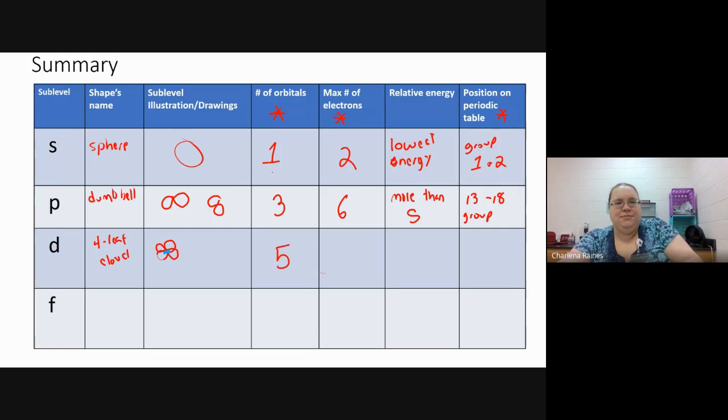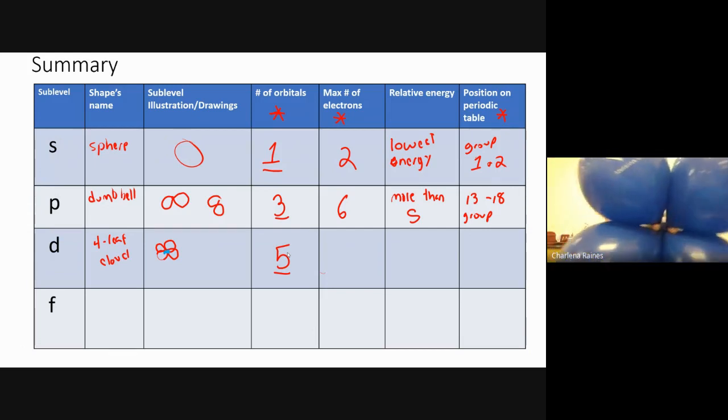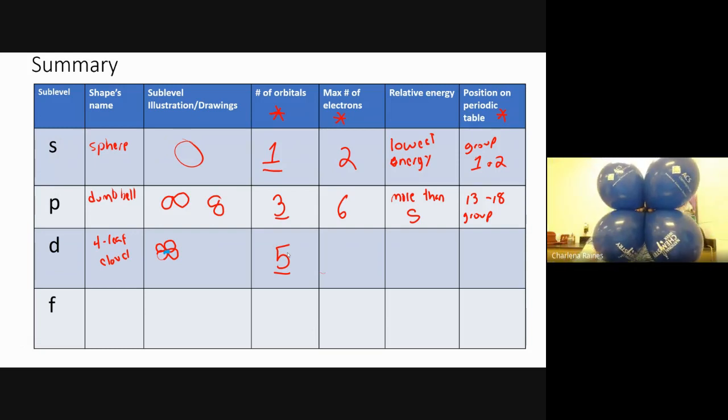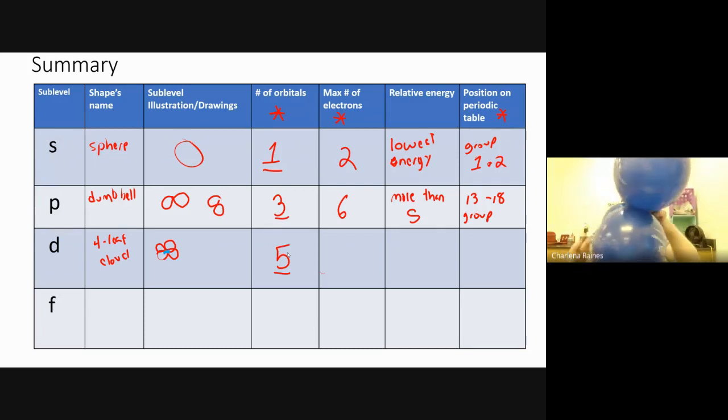I don't know if you're noticing, but this is a pattern. It goes up by odd numbers, 1, 3, 5. So there are 5 different orientations. And if I were to look at the D sublevel in 3 dimensions, one of them looks kind of sort of like this. So four-leaf clover, you can kind of see that four-leaf clover orientation. There are 4 of them that look exactly like this, and they align themselves along the different axes.